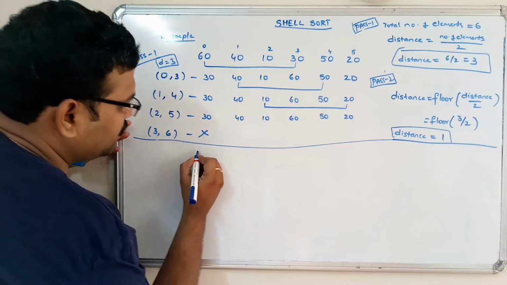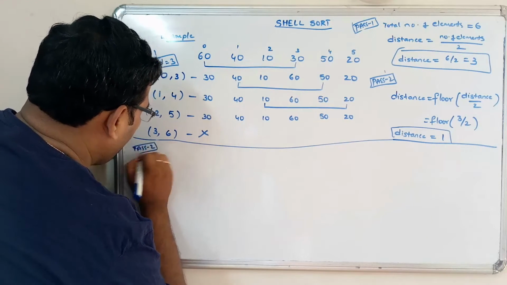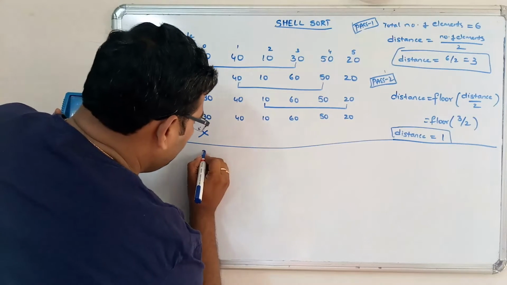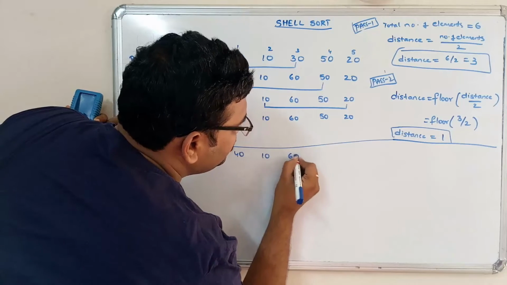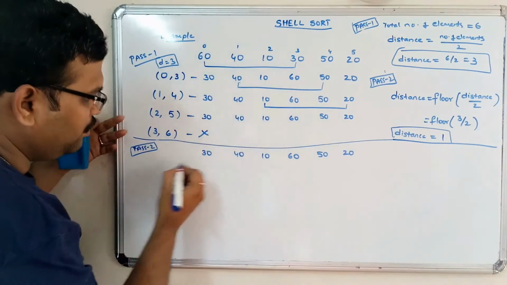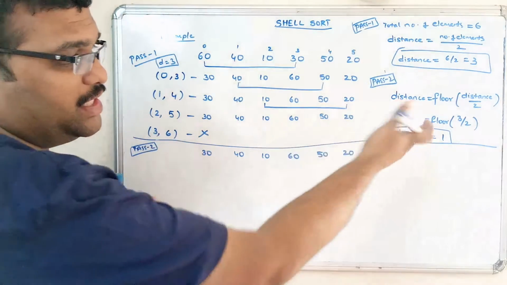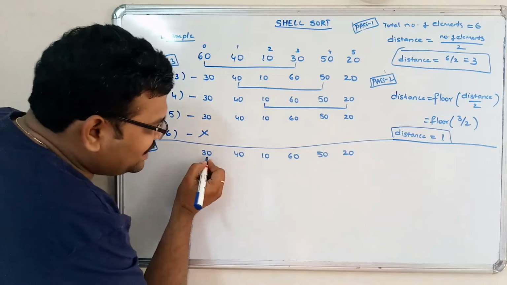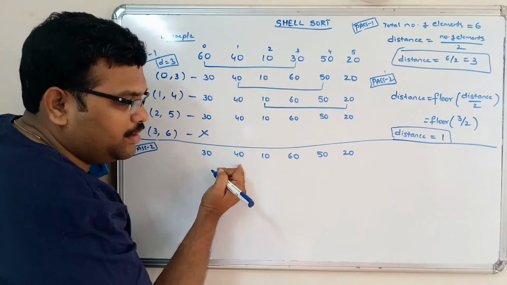See, now in pass 2, the elements are 30, 40, 10, 60, 50 and 20. Now compare each and every element. So this is nothing but our insertion sort, because the distance is 1. So 30 is compared with 40.